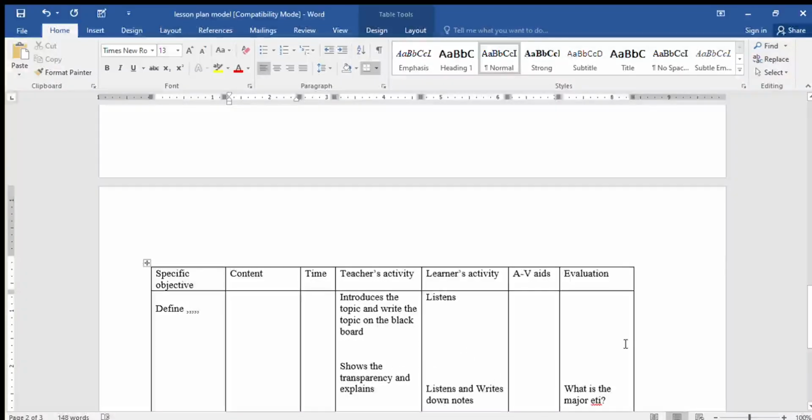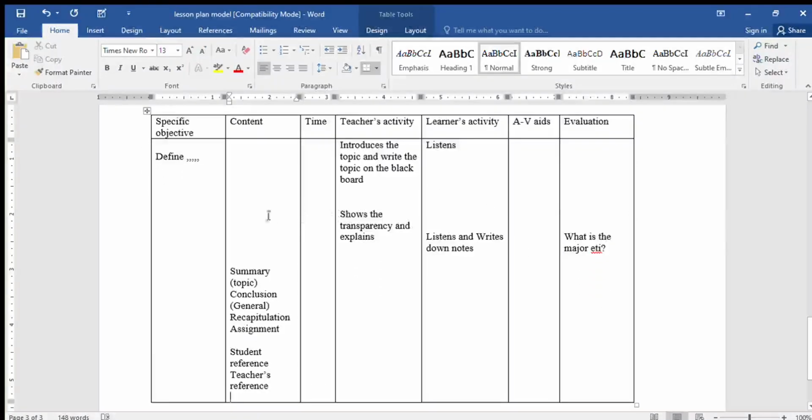Like that it comes. And the AV aids, which means which AV aid you are using. If you are not using any OHP or PowerPoint presentation, it means blackboard and chalk you can write. So evaluation should be in a question form. It's not just a detailed duplication of your content. Here you have written "define cirrhosis of liver", and you cannot ask a question like define cirrhosis of liver. It should be a related matter, but you can ask in a different way.